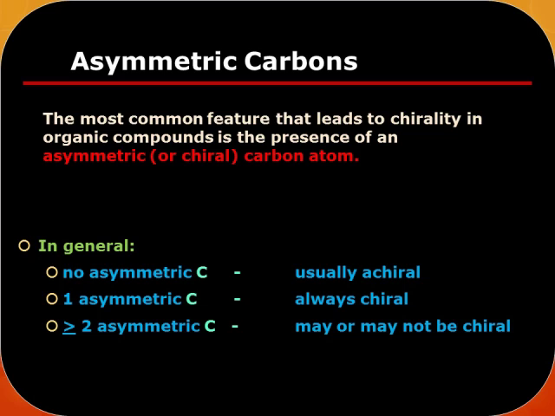And if any compound has one asymmetric carbon, it is always chiral because it's non-superimposable. If any compound has 2 or more than 2 asymmetric carbons, it may or may not be chiral, depending on the plane of symmetry internally in the compound. Right?